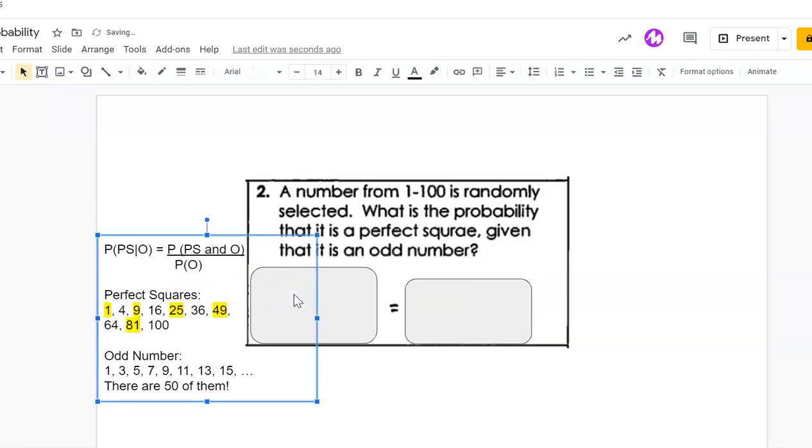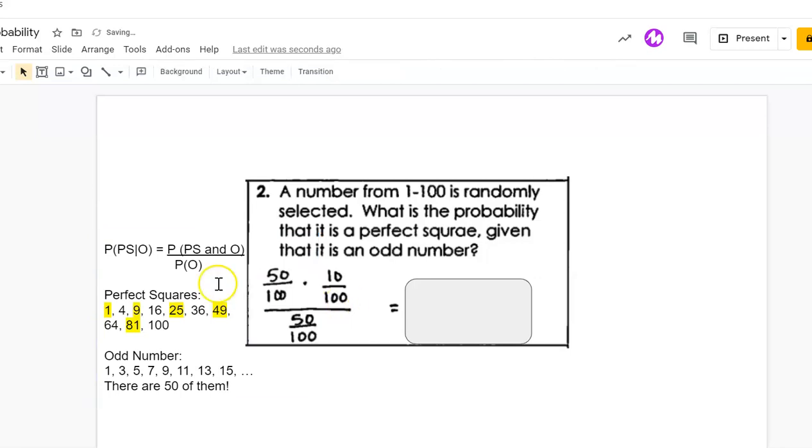On this one, I don't necessarily need this formula, but if I want to use the formula, here we go. The probability that it's odd is going to be 50 out of 100. Probability that it's a perfect square, there's 10 of them, 1, 2, 3, 4, 5, 6, 7, 8, 9, 10 out of 100. And then divided by the probability that it's odd, 50 out of 100. You do that in your calculator, and you're going to get 1/10.